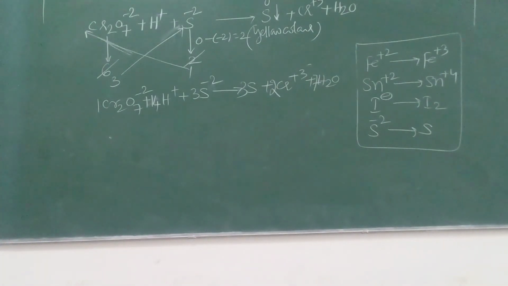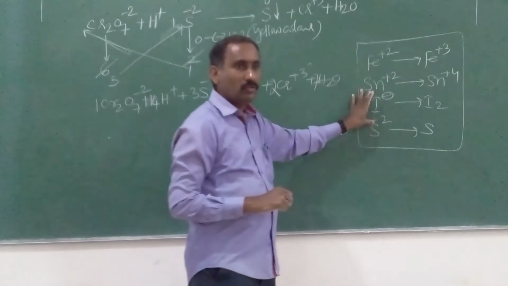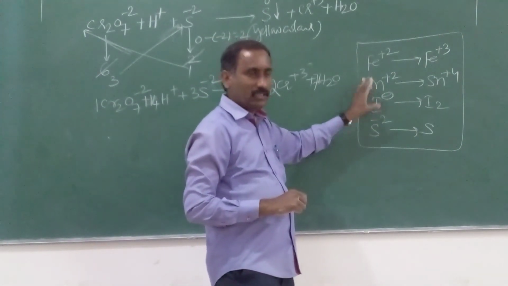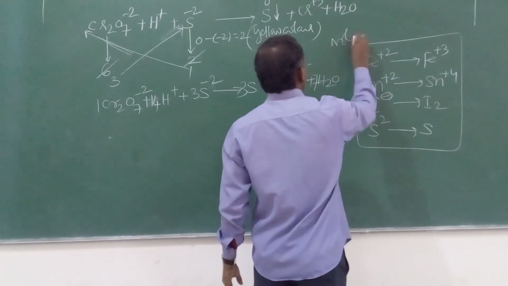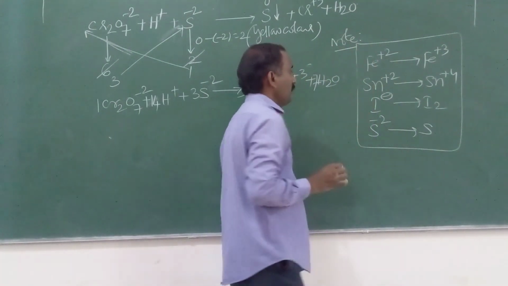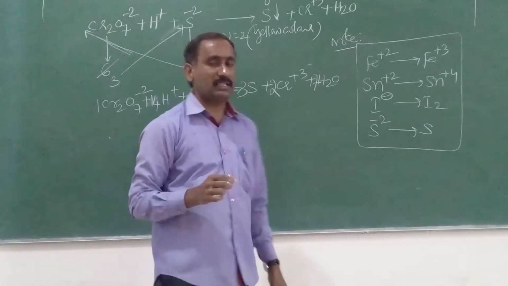Finish now? Complete now? So this is about oxidizing properties. We already wrote this one in tabular form. Those who didn't write it, for understanding purposes write down: ferrous to ferric, stannous to stannic, iodide to iodine, sulfide to sulfur.